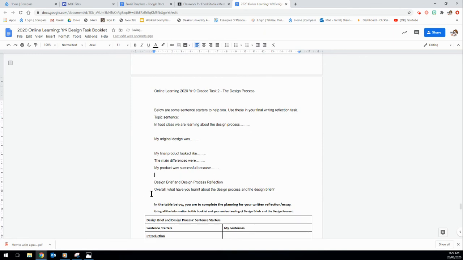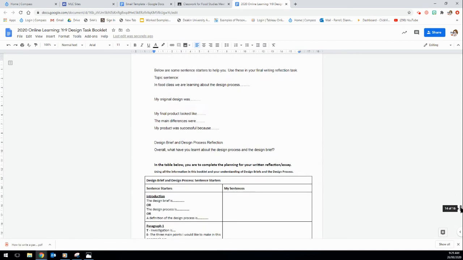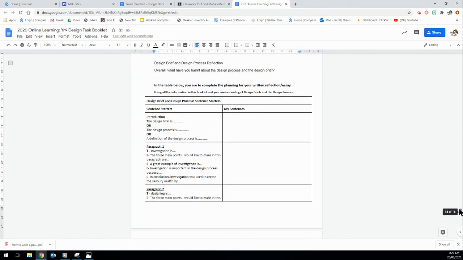Okay. So then what you're going to do is overall, what have you learnt about the design process and the design brief? And so in this table, like with sensory analysis, there will be a list of sentence starters. So down here we have our sentence starters, and then we have space for you to write or type in the rest of the sentence for your particular reflection. Okay, so I suggest that you use these.